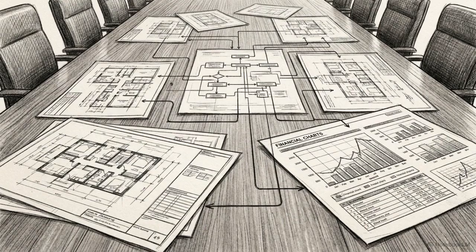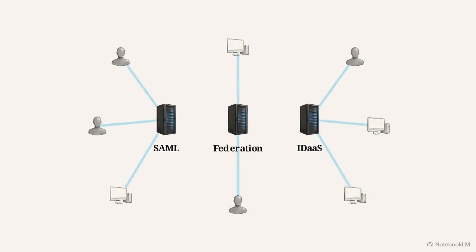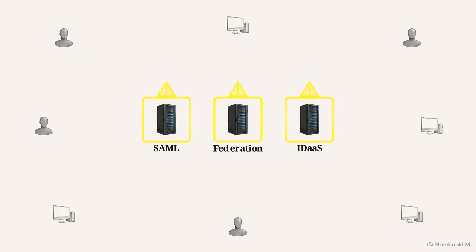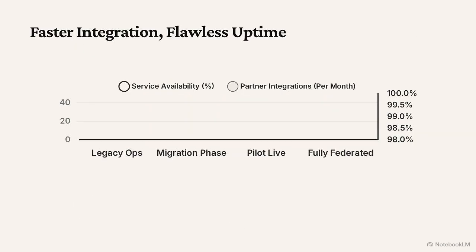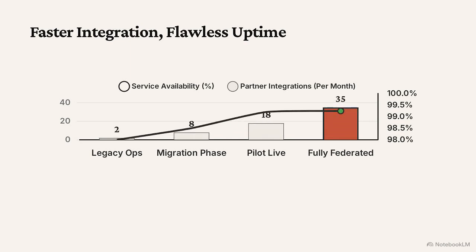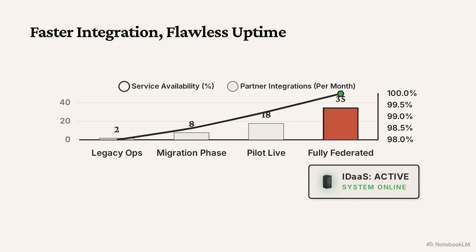For senior cybersecurity leaders, this technical implementation is only half the equation. We have to view this shift through a managerial lens. Technical controls like SAML, Federation, and IDaaS are useless if deployed in a vacuum. These architectures must align directly with business priorities. They are built to accelerate partner integration speeds and guarantee extreme uptime for revenue-generating applications.